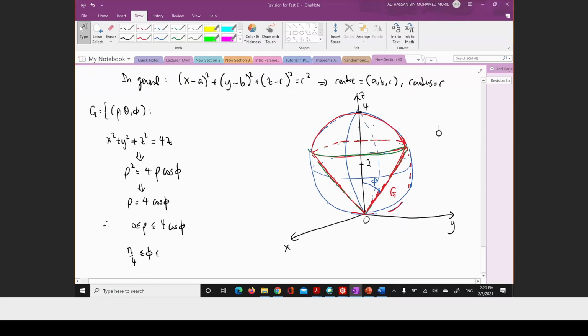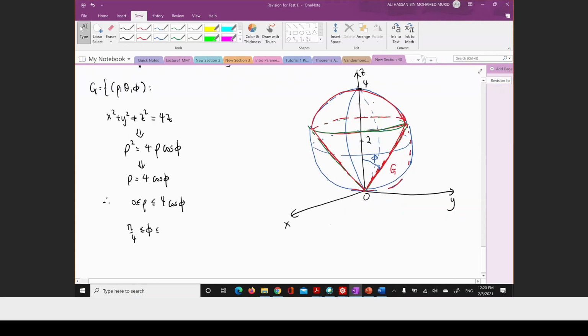So rho is correct. Rho is from 0 up to 4 cosine phi. But phi should be from 0 up to pi over 4. Okay. Thank you.